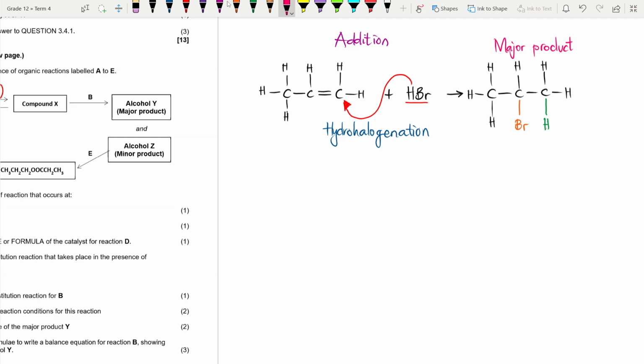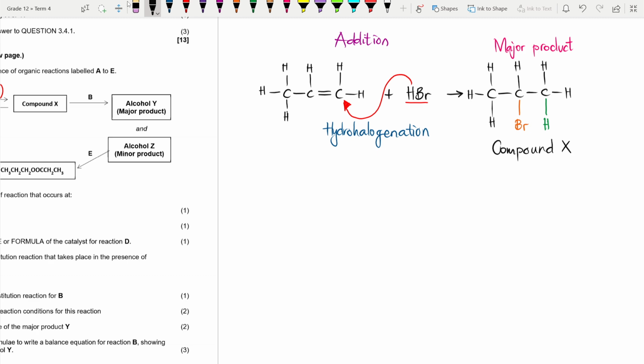A minor product, if you ask, is going to be vice versa. I'm going to take this one here and this one there. But it's very rare for a minor product to form. That's why we mainly focus on major products. And major products will follow this rule that I just explained to you. The hydrogen wants to go to where there are more hydrogens. The other thing will go to the other place where the double bond was. So now the double bond is gone and we have our product. And on our diagram this is called compound X. So I'm going to call it compound X.